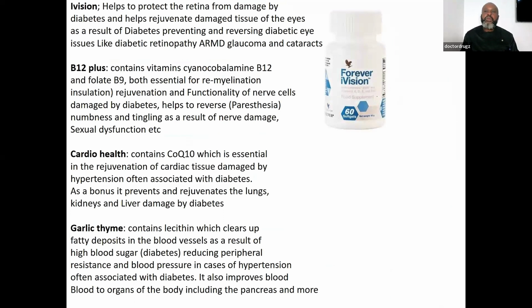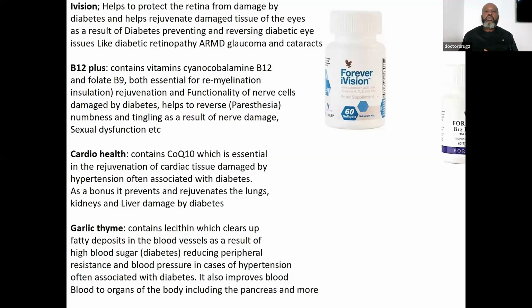Then we have eye vision. We're talking about diabetes affecting vision as a result of damage to the retina or the macula, and it can also lead to age-related macular degeneration, glaucoma, cataract, and all that. But this natural pharmaceutical contains lutein and zeaxanthin and some other powerful antioxidants and a lot of other things that can help with the eyes. This is actually being prescribed in many hospitals all over the world.